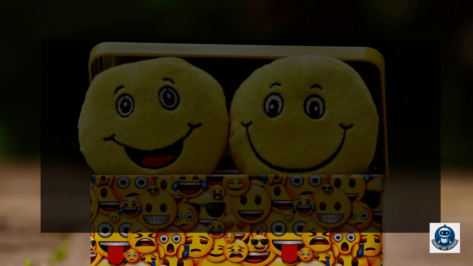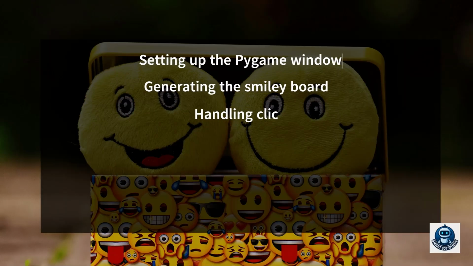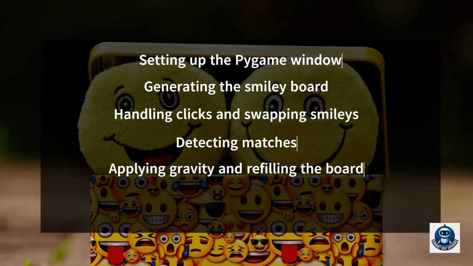Setting up the Pygame window, generating the smiley board, handling clicks and swapping smileys, detecting matches, applying gravity and refilling the board, and finally, adding score and sound effects. This is a great beginner-friendly project if you're learning game development with Python. So, grab a coffee, open your code editor, and let's get started.